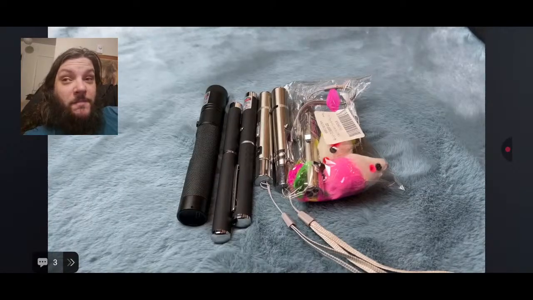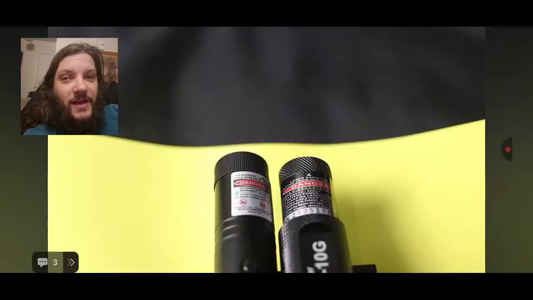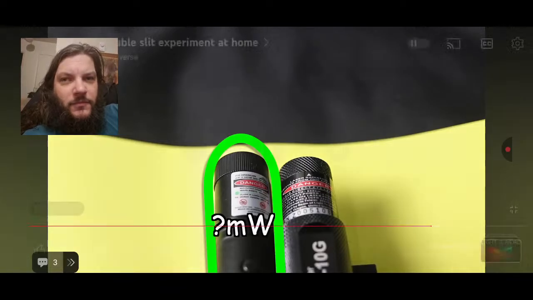But I need to warn you about something. Laser pointers are way less safe than you probably think. I bought a bunch of lasers from Amazon that all claim to be under 5 milliwatts. Anything over that limit can permanently burn a hole in your retina. So let's compare these cheap lasers with a proper 5 milliwatt laser.